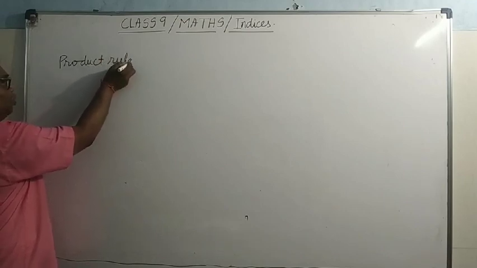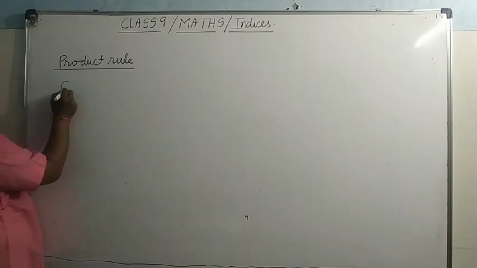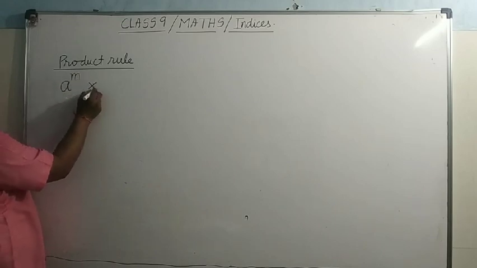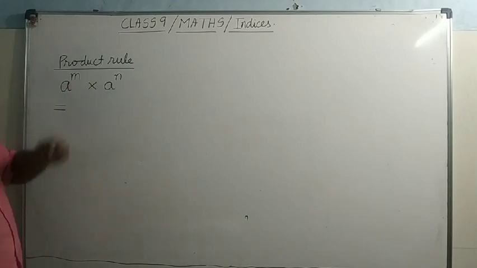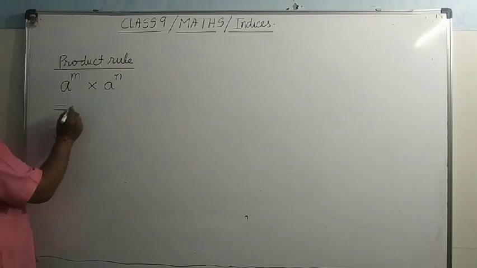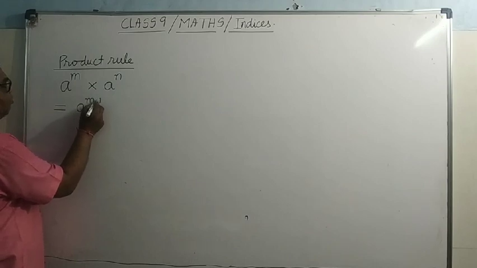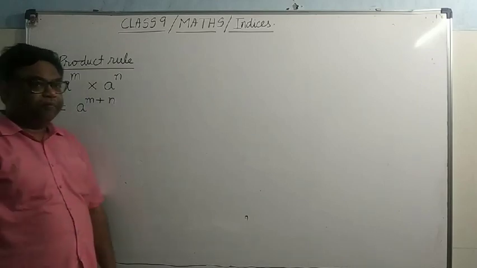What is the product rule? It explains the product of two exponential numbers. Means if there is a to the power m into a to the power n, it is the product of two exponential numbers. If the base is the same, then the powers will be added. Means a to the power m plus n. It is the product rule.